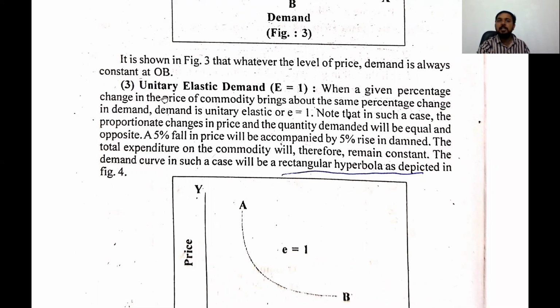When a given percentage change in the price of a commodity brings about the same percentage change in demand, demand is unitary elastic, that is equal to 1. Note that in such a case, the proportionate changes in price and quantity demanded are equal and opposite. A 5% fall in price will be accompanied by a 5% rise in demand. The total expenditure on the commodity will therefore remain constant. The demand curve in such a case will be a rectangular hyperbola, as depicted in figure 4.